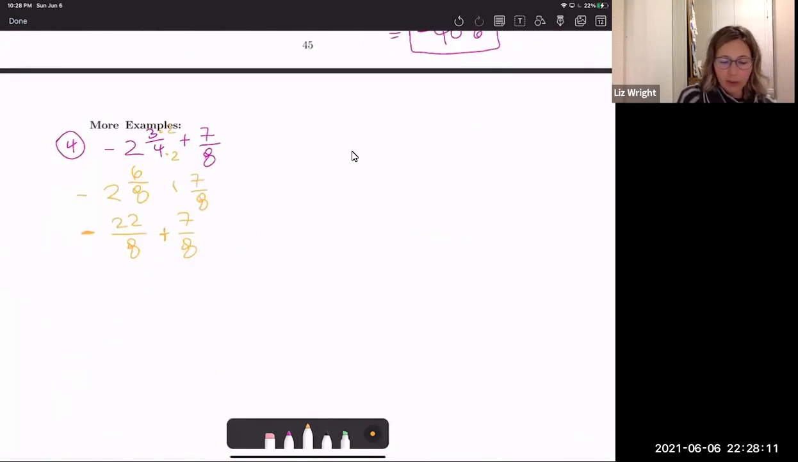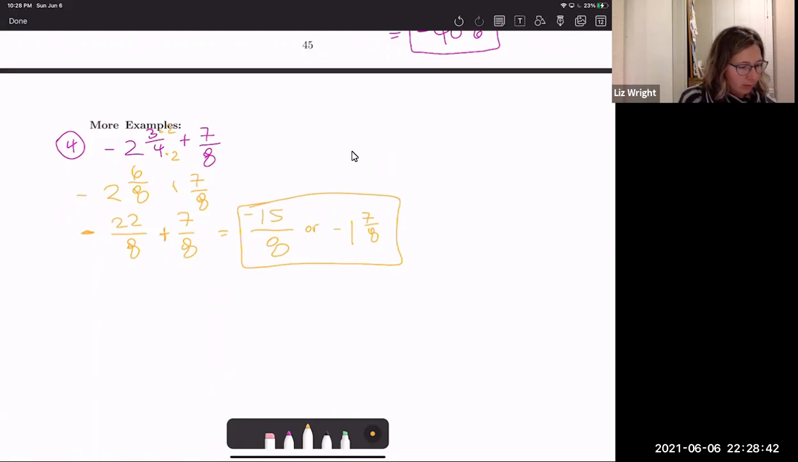And so again, my brain goes 22 minus 7 is going to give me 15, and then I know it's going to be negative. Or if you prefer, you can say negative 22, put that on the number line, and then add 7. It's going to get you up to negative 15. And then that's your final answer, negative 15 over 8. Or if you would prefer, you can write negative 1 7/8. So either one of those would be correct.